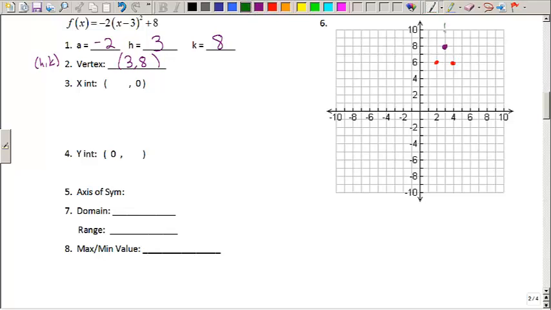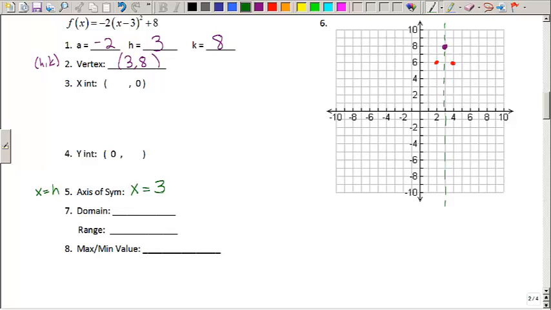We can also note that we have an axis of symmetry through my vertex. So I can actually do my axis of symmetry right now. x is equal to h, and my h value here is 3.